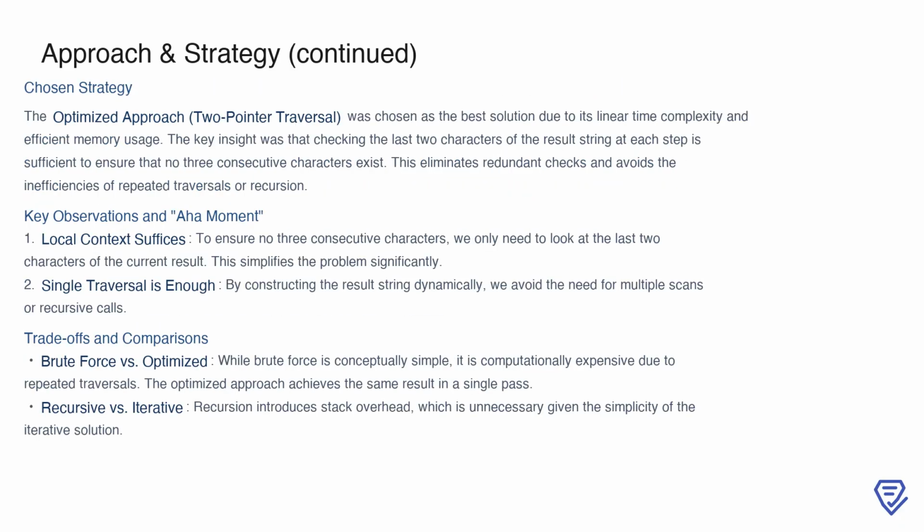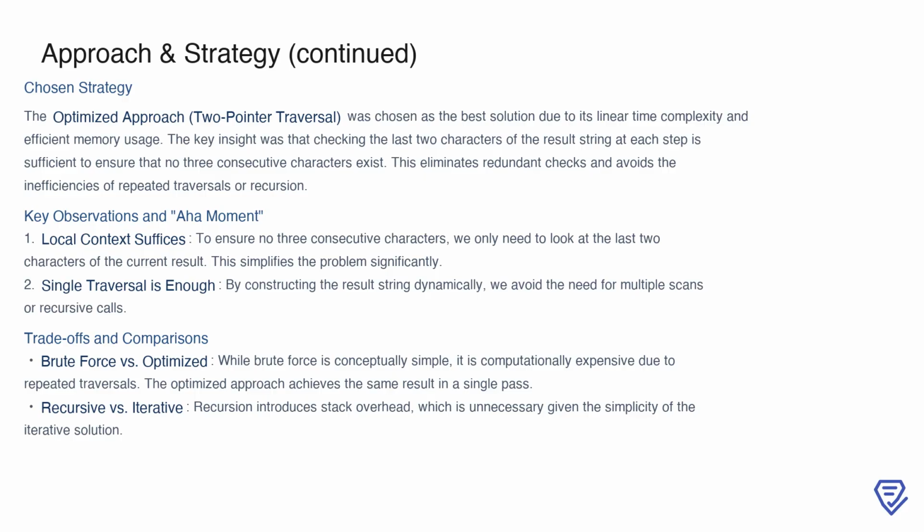After evaluating the different approaches, we selected the optimized two-pointer traversal strategy as the best solution. This method stands out for its linear time complexity and efficient memory usage. The key insight driving this approach is that checking only the last 2 characters of the result string at each step is sufficient to ensure no 3 consecutive identical characters. This simplifies the problem, avoiding redundant checks or unnecessary recursion.